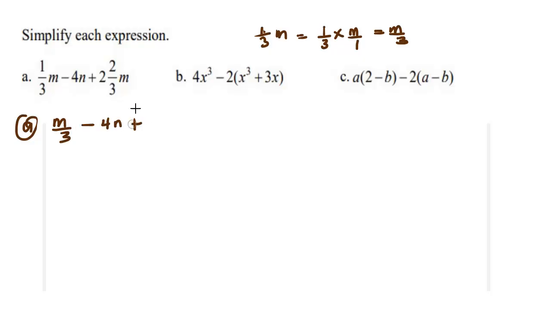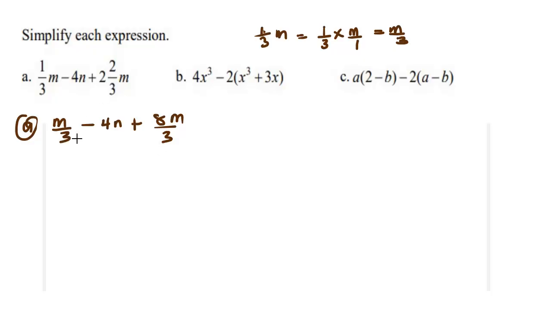Then plus, this is a mixed fraction. If you check the lecture under fraction and approximation, I explain how to take a mixed fraction to an improper fraction. So 3 times 2 is 6, 6 plus 2 is 8. So this will give us 8 over 3. So this is basically 8m over 3 in reality.